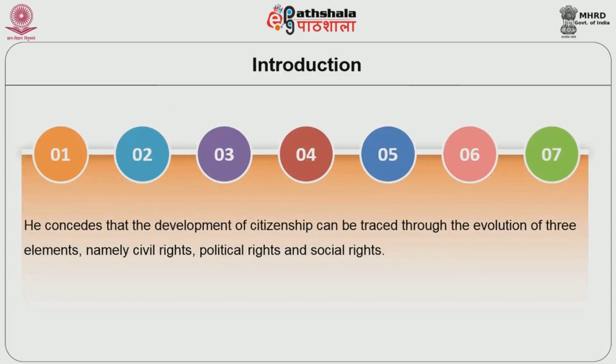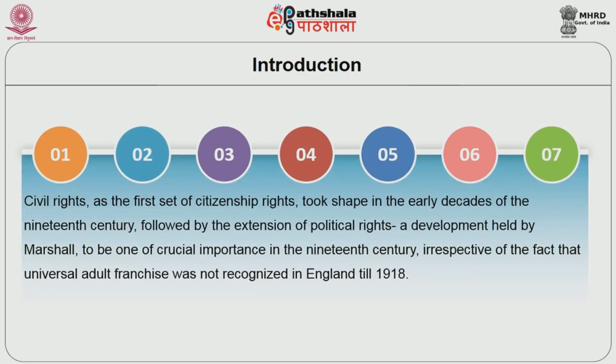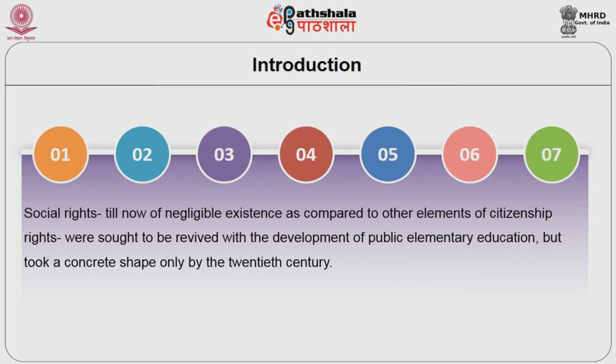He concedes that the development of citizenship can be traced through the evolution of three elements, namely civil rights, political rights, and social rights. Civil rights, as the first set of citizenship rights, took shape in the early decades of the 19th century, followed by the extension of political rights, a development held by Marshall to be of crucial importance in the 19th century, irrespective of the fact that universal adult franchise was not recognized in England till 1918. Social rights, till now of negligible existence as compared to other elements of citizenship rights, was sought to be revived with the development of public elementary education, but took a concrete shape only by the 20th century.